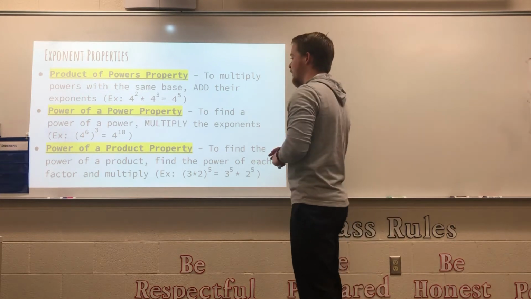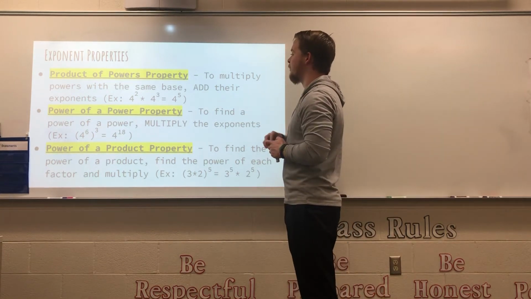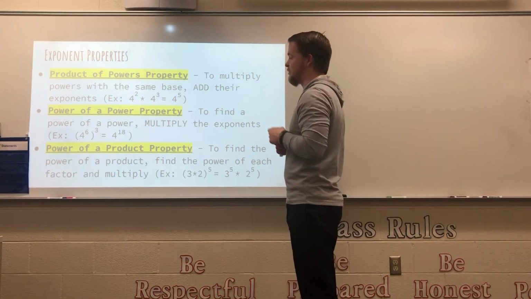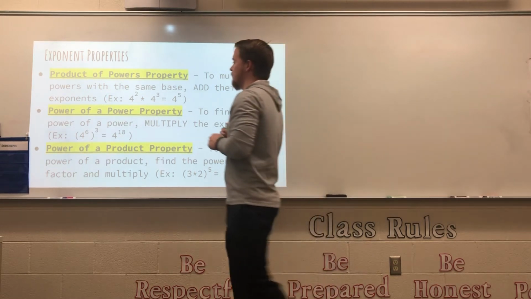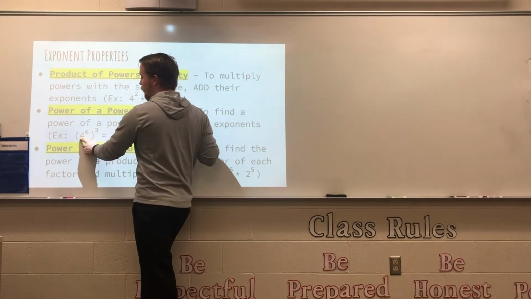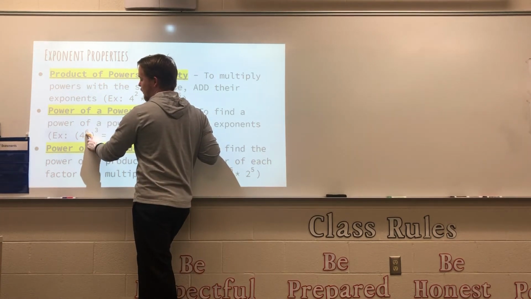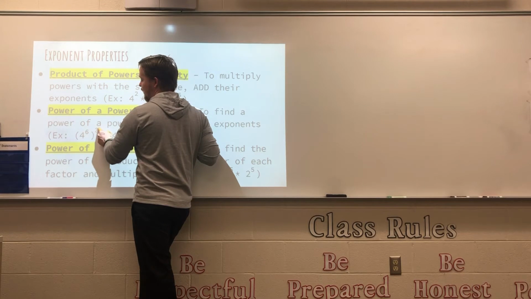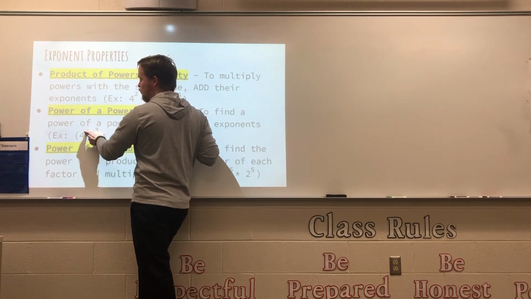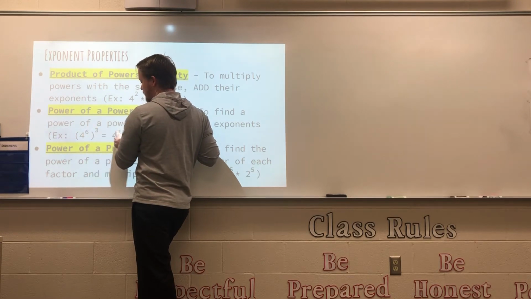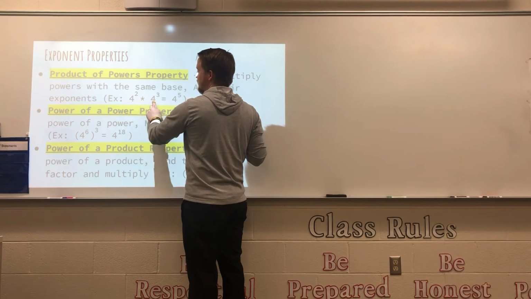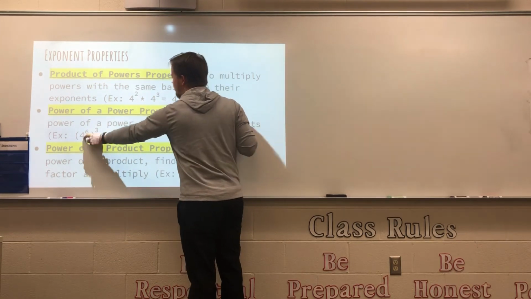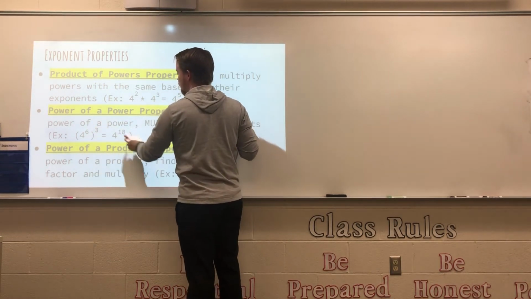Next, power of a power property. To find a power of a power, meaning you have, and you'll see it in the example, you multiply the exponents. So here, there's only one base. 4 is your only base. It's taken to the 6th power, but then that whole thing is taken to the 3rd power. So if you only have one base and it's raised to 2 different powers, you multiply the exponents, and that becomes 4 to the 18th. So if you have two bases that are the same, you add the exponents. If you have one base raised to 2 powers, you multiply the exponents.